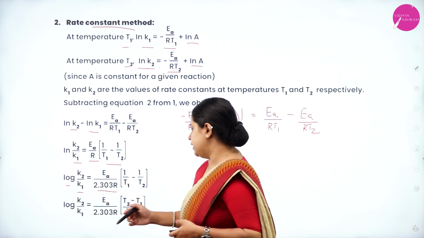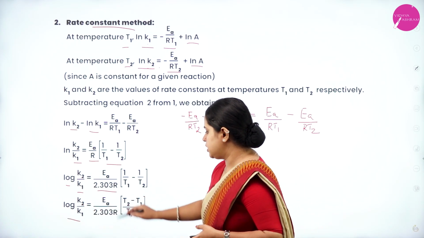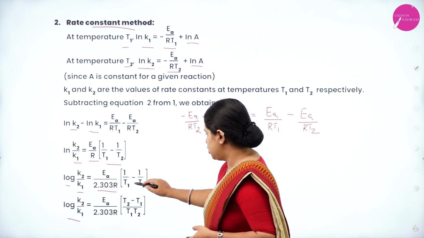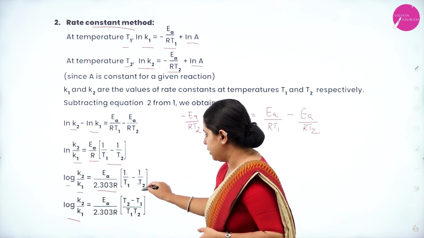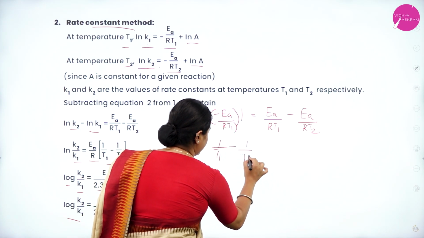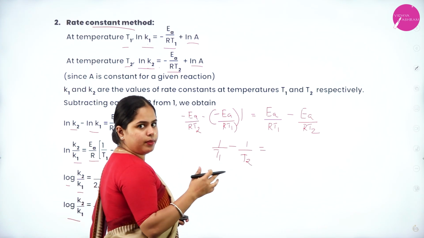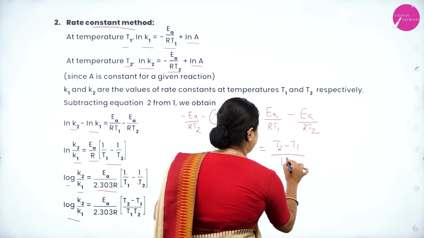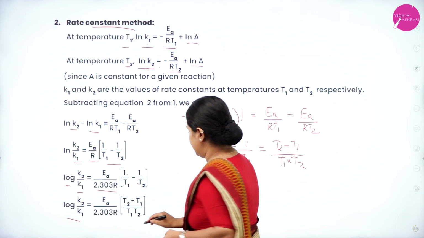So now what is the final equation? Log K2 by K1 is equal to Ea by 2.303 R, and we are taking the LCM here. So it will be T2 minus T1 by T1 T2, right? That is 1 by T1 minus 1 by T2. LCM if you are taking, it will be T1 into T2. So this goes here, T2 minus T1 divided by T1 into T2. So that is the equation.